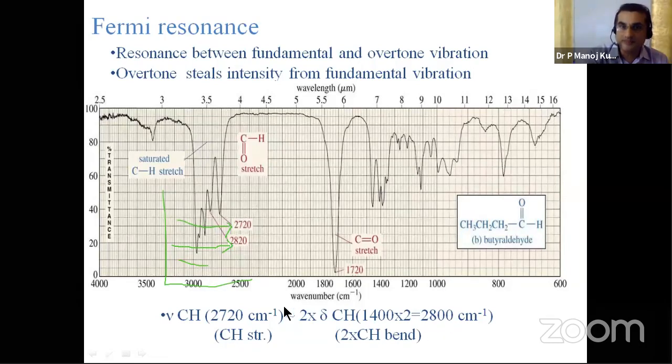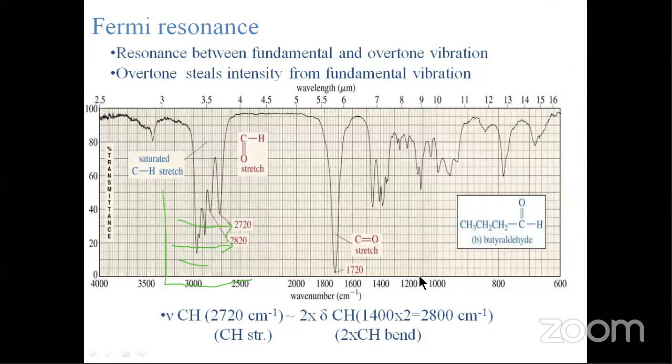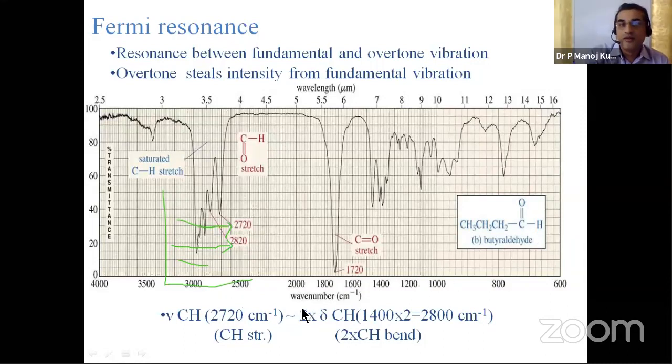So there is a matching. The CH stretching will happen at 2720, and the first overtone of the CH bending will happen at 2800 because it is double this. CH bending will happen at 1400. The fundamental vibrational band corresponding to CH bending is 1400. First overtone means what? Double this. So that is 2800. This 2800 is close to 2720. What is this 2720? CH stretching vibration. So there is a resonance between the two. That means there is a resonance between the CH stretching vibration and the first overtone of the CH bending vibration.